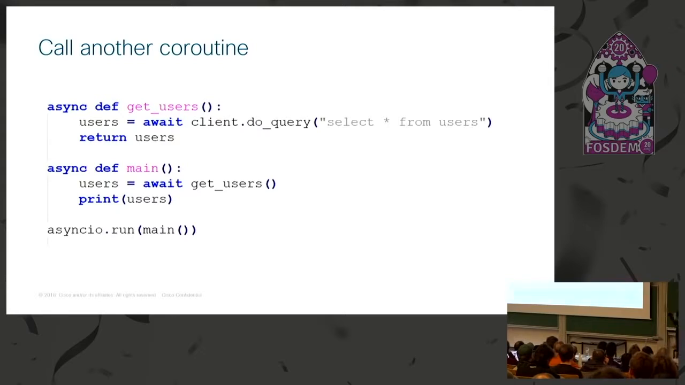For instance, here we have a main function and we have a getUsers function. And the main function is calling getUsers. But getUsers is an async function, which means that if you call it, you don't get a response, but actually you get a coroutine object, and you have to use await in front of it in order to get the actual result. So the await keyword is very often used to await the outcome of another coroutine.